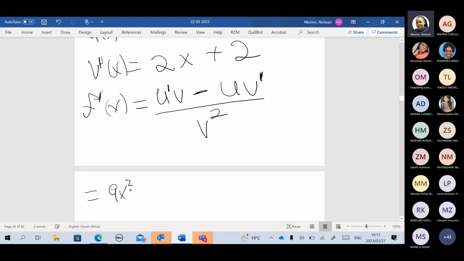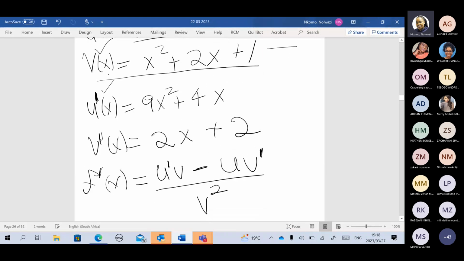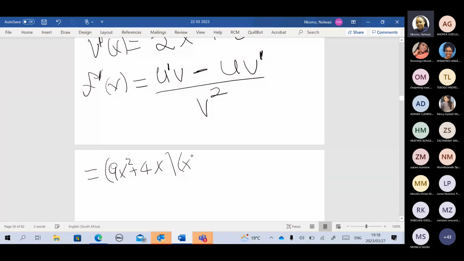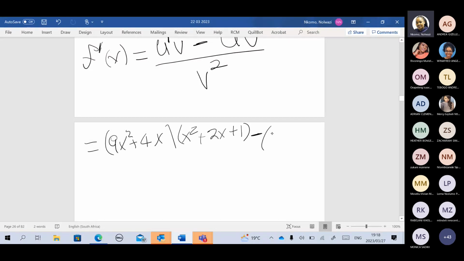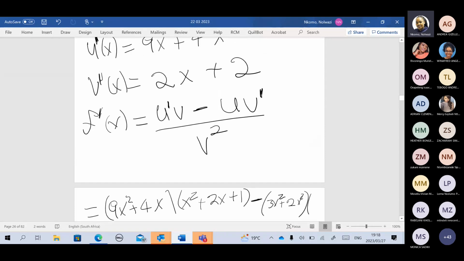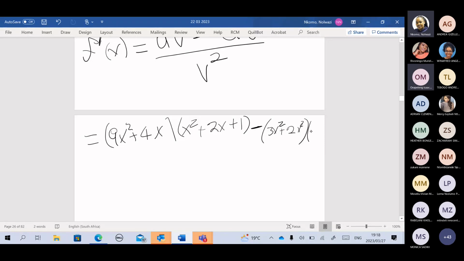9x squared plus 4x, right? But our v is x squared plus 2x plus 1, right? Everything minus u times v prime. We said our u is 3x squared plus 2x squared, right? This is our u. We multiply u with v prime. Our v prime is 2x plus 2. So we multiply everything with 2x plus 2.